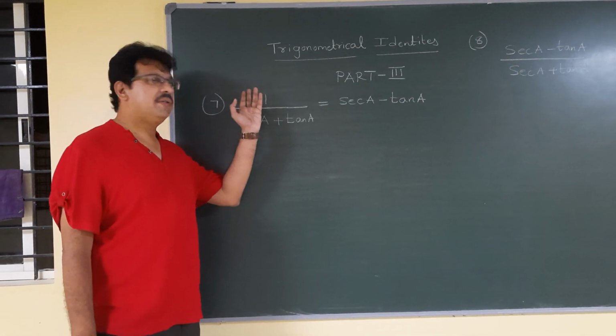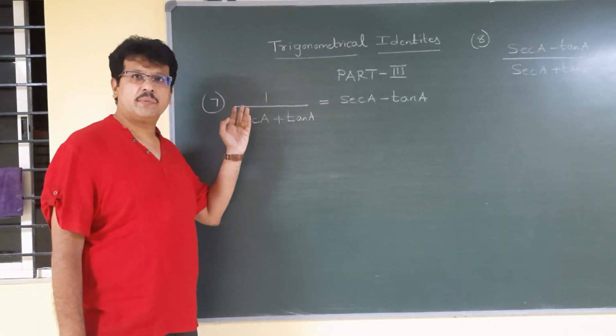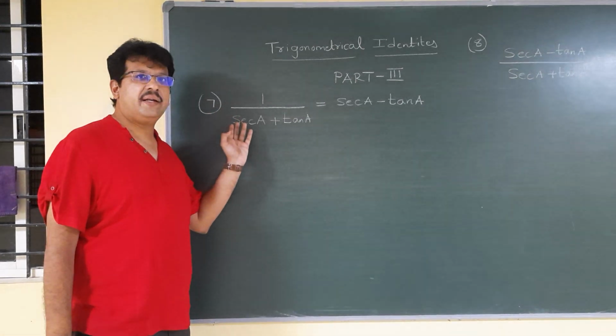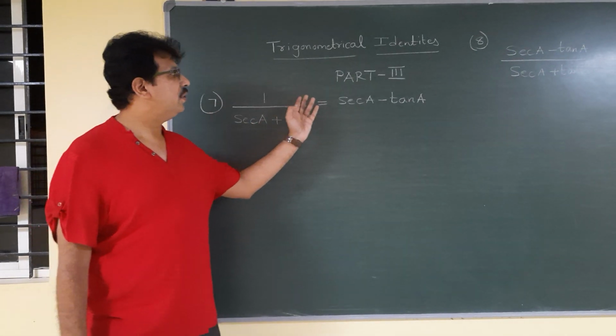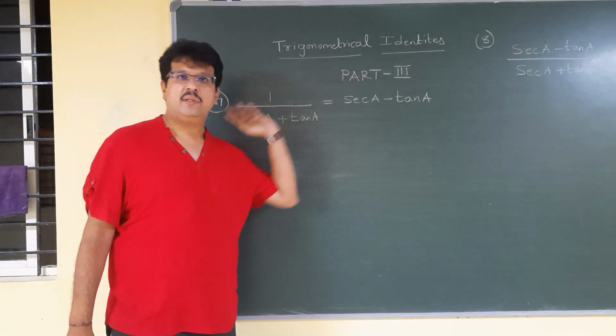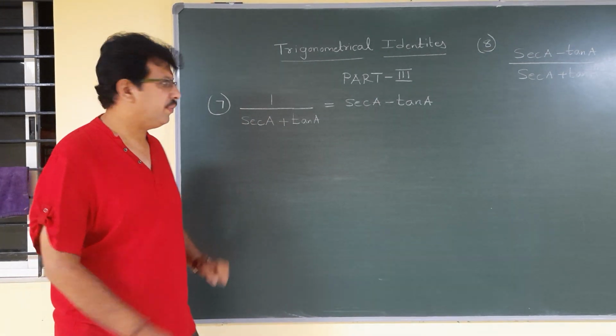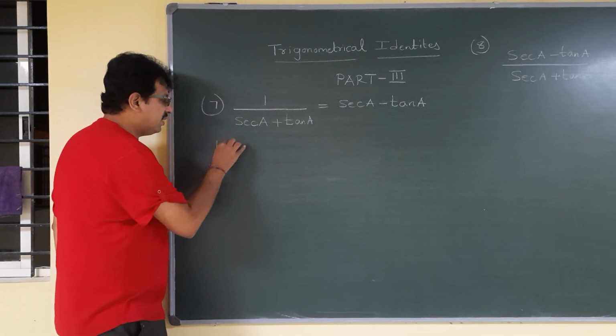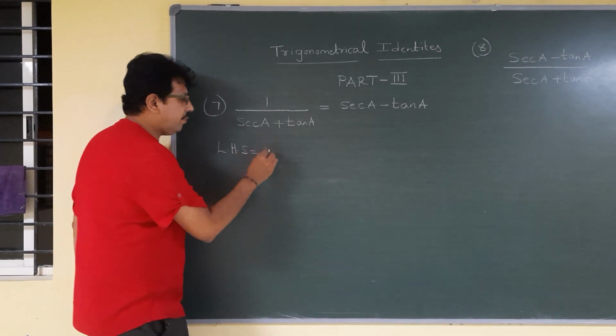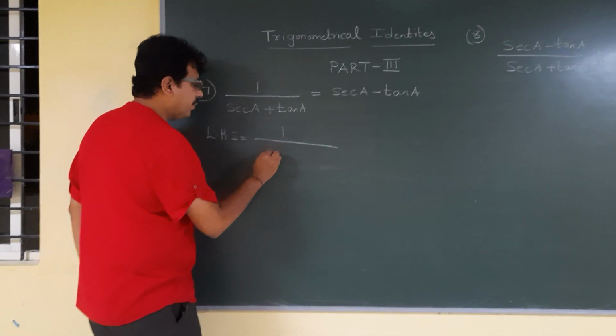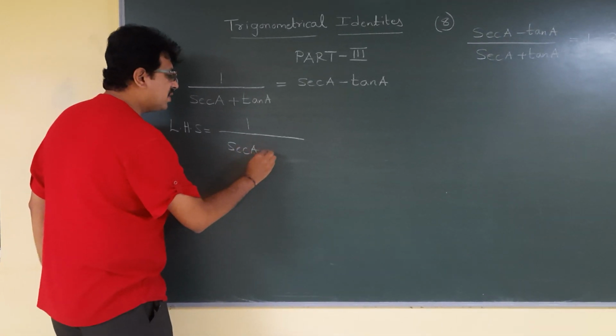So next problem is we need to prove that 1 by secant a plus tan a equal to secant a minus tan a. That's the next problem we need to prove here. So let us take the left hand side, LHS, 1 by secant a plus tan a.